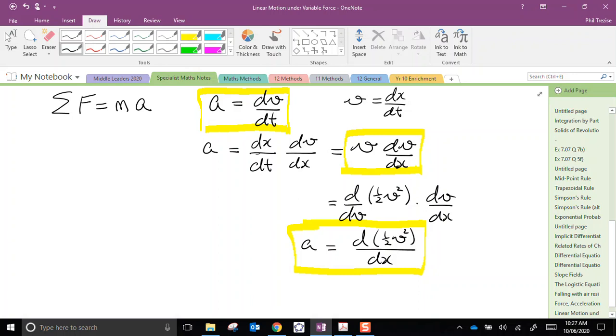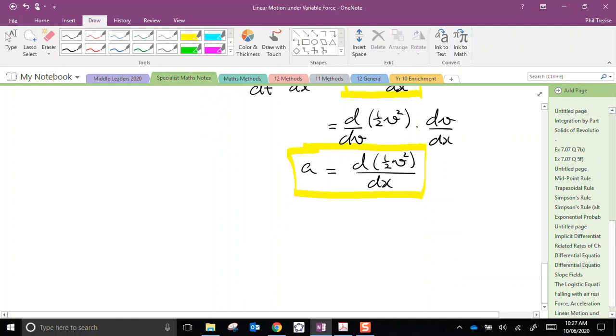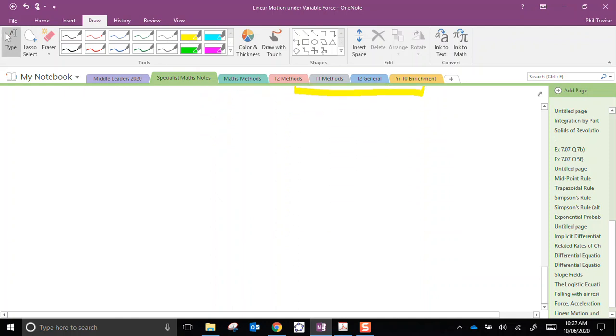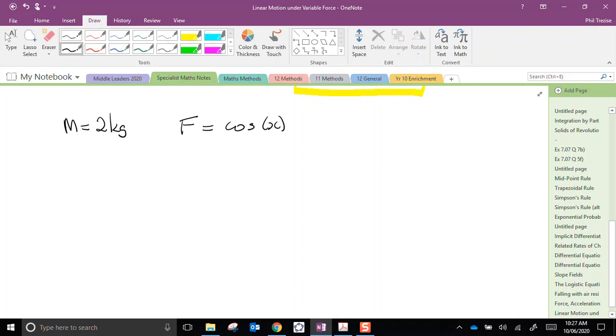Now let's see if we can do a question involving one of these alternate expressions for acceleration. So here we go. I will read the question. A 2 kilogram mass, m equals 2 kilograms, is moving forward in a straight line. It is acted upon by a force that is F equals the cosine of x, where x is the displacement at a time t and F is in newtons. Part A, find an equation for the acceleration of the mass.